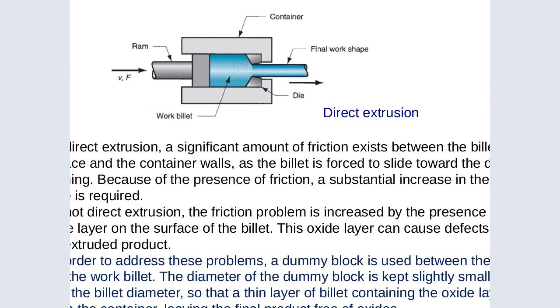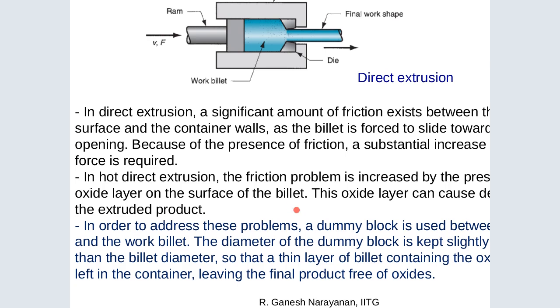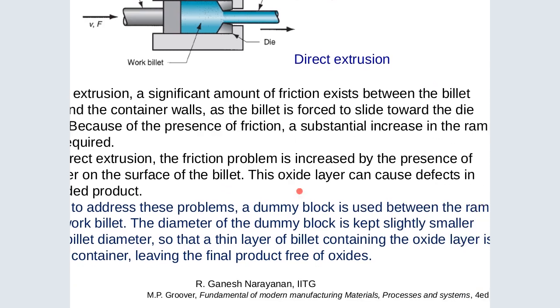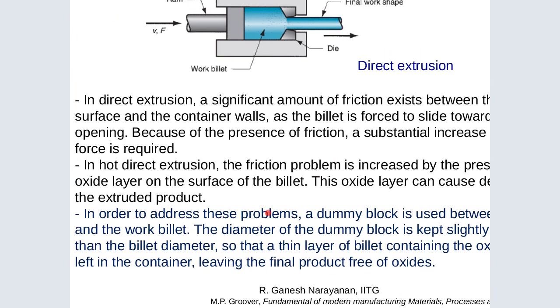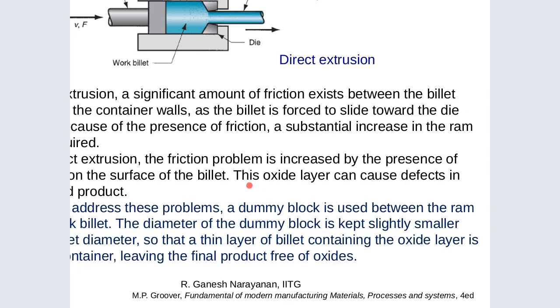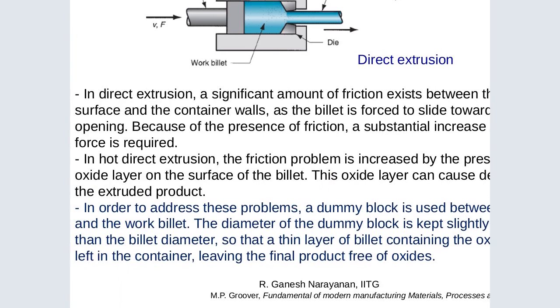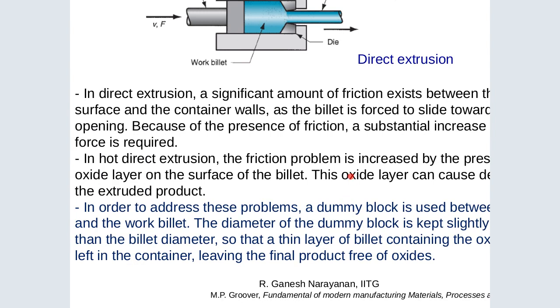This is the ram and this is the final work shape. It is being pushed in, and this is the work billet, and the container is here. It's being pushed in and it's being extruded. In direct extrusion, a significant amount of friction exists between the billet surface and the container walls as the billet is forced to slide towards the opening. Because of the presence of friction, a substantial increase in the force is required.